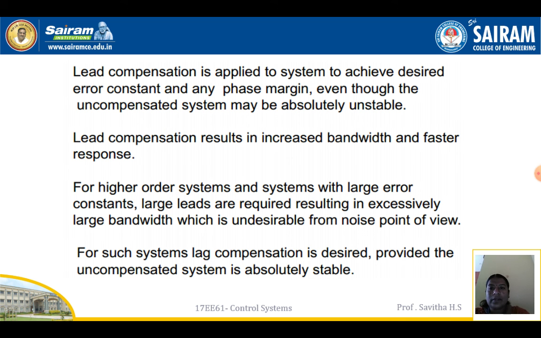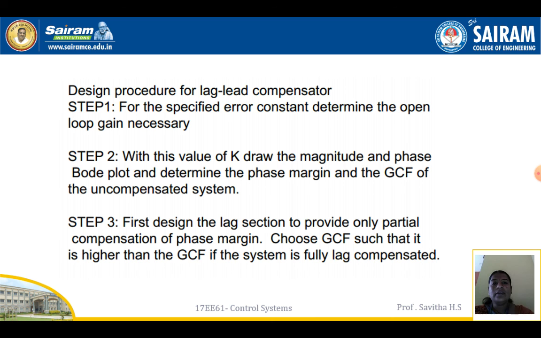Lead compensation is applied to the system to achieve the desired error constant and any phase margin, even though the uncompensated system may be absolutely unstable. Lead compensation results in increased bandwidth and faster response. For higher order systems and systems with large error constants, large leads are required, resulting in excessively large bandwidth, which is undesirable from the noise point of view. For such systems, lag compensation is desired, provided the uncompensated system is absolutely stable.